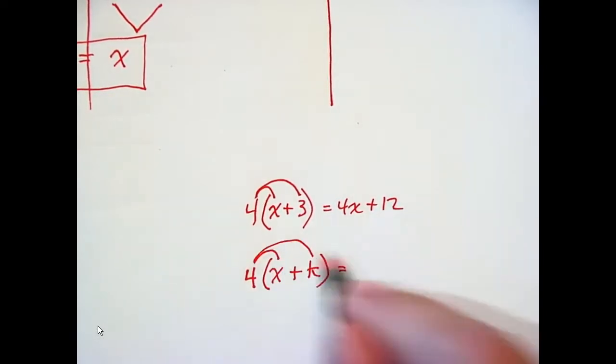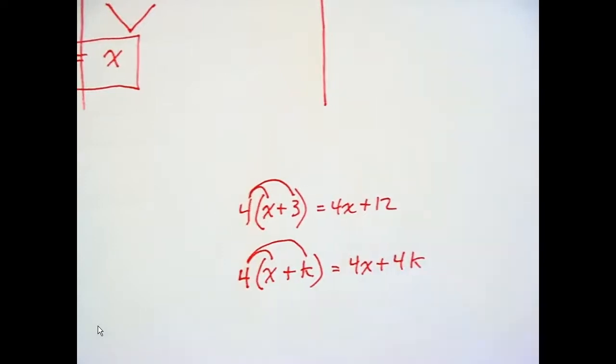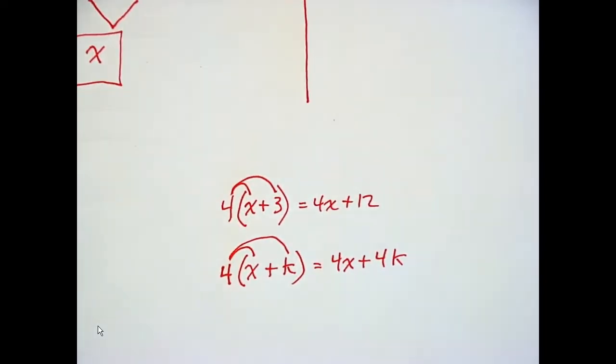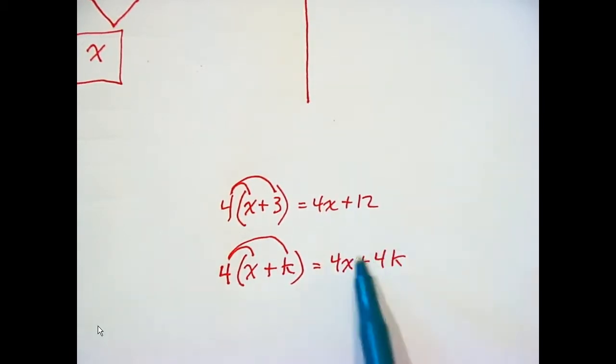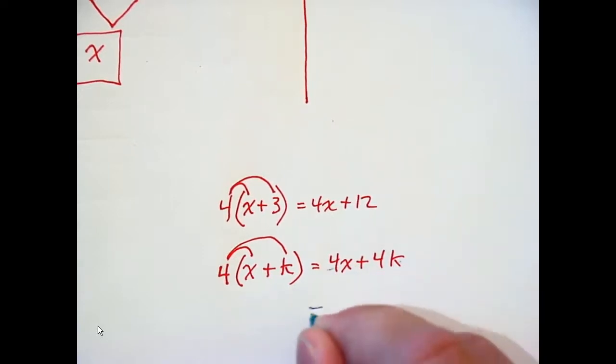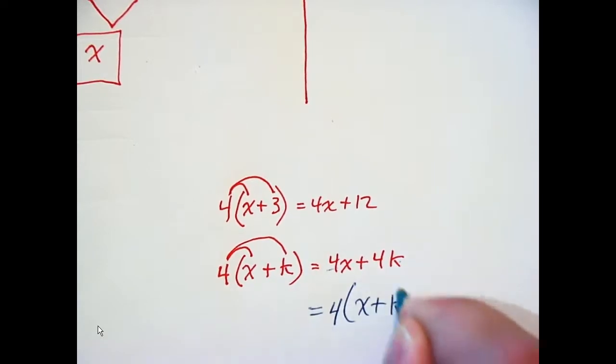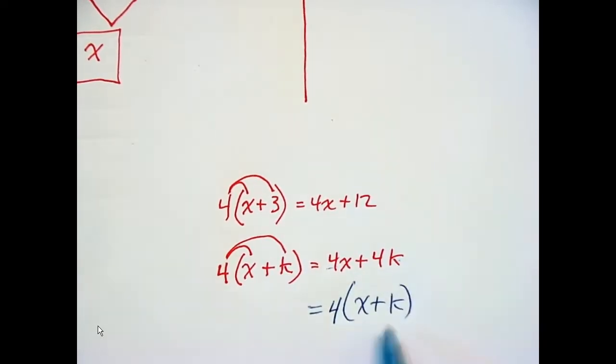Good, yeah, it's like 4x plus 4k. Everyone agree? Okay, now look, with this, you can undo the distributive property. Just like you distributed, you can undo that. You could take the 4 out. You could say, well, they both have 4 in common. So I could write that with a 4 on the outside, and I could put x plus k, because that's what would be left when I took the 4 out.